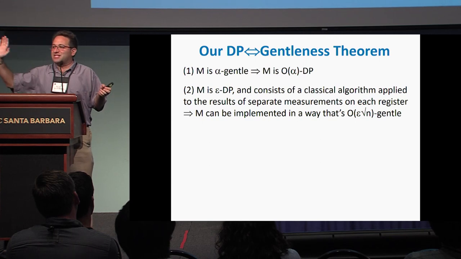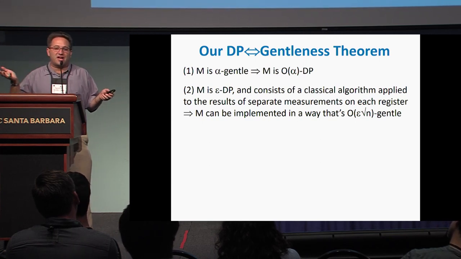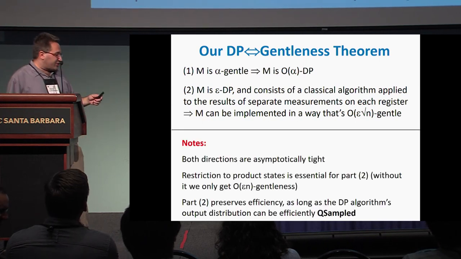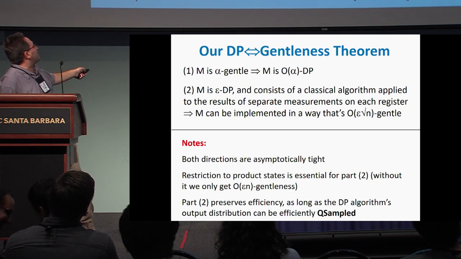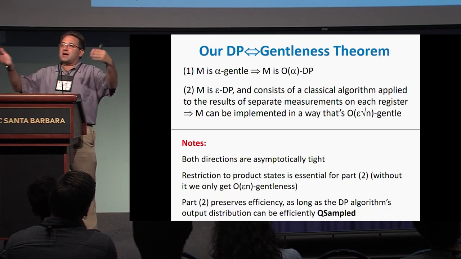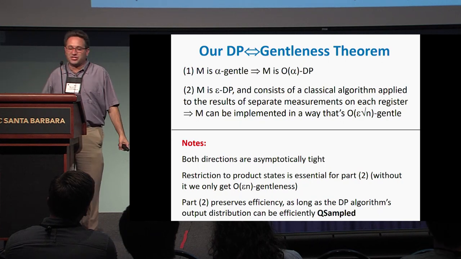So I lose something, but if epsilon is between 1 over N and 1 over square root of N, then that's still interesting, right? Both directions can be shown to be asymptotically tight. We have to talk about product states. If we talk about entangled states, we can prove something, but it turns out to only really give us anything for completely trivial measurements.